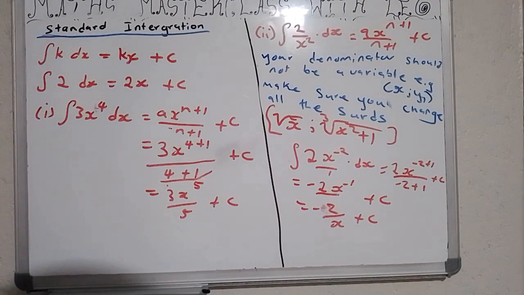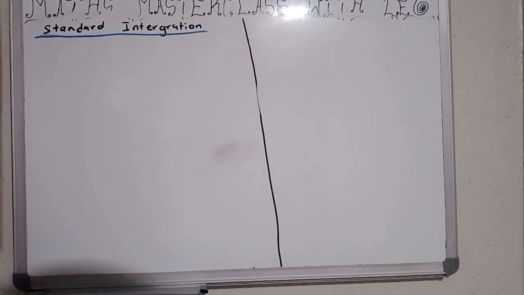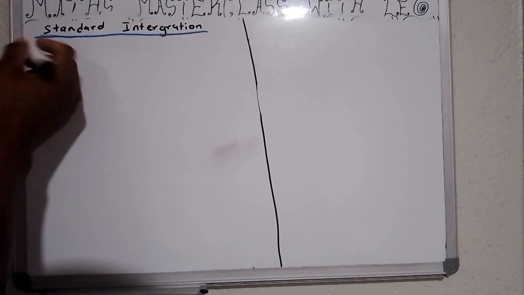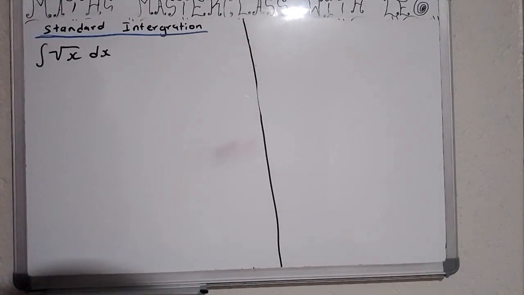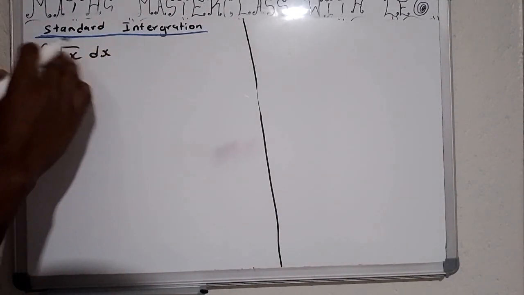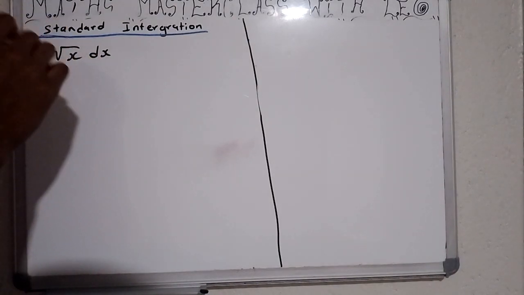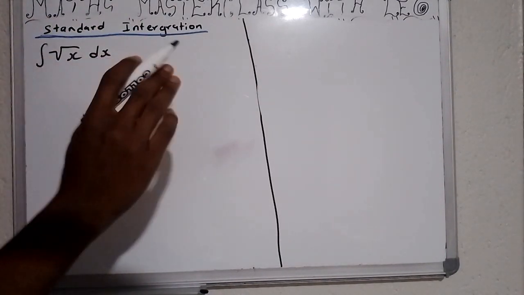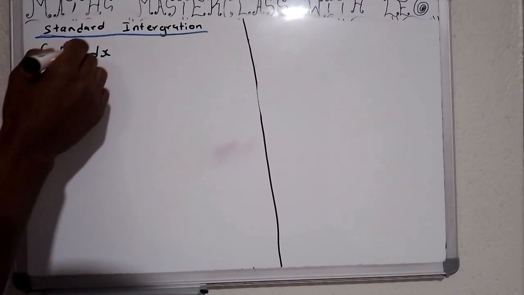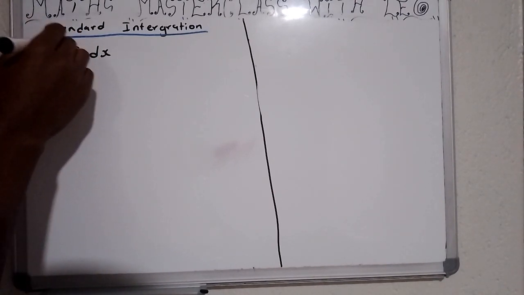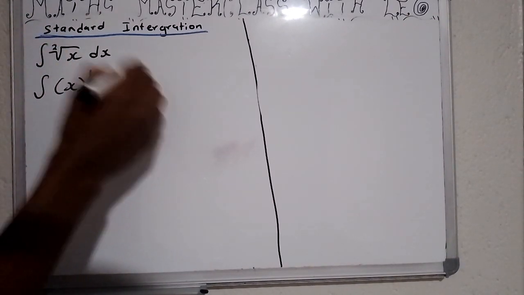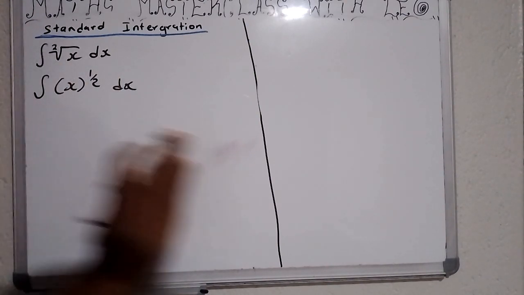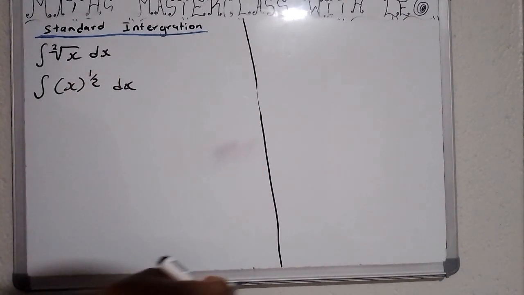Let's go to the third question, which is the last one for the day. We are given the last question that says we need to integrate this in terms of dx, right? But I know I need to remove my root sign. I don't need any root sign on my integral. So I can just write it like that. This is grade 7 maths. I hope you know what I did there.